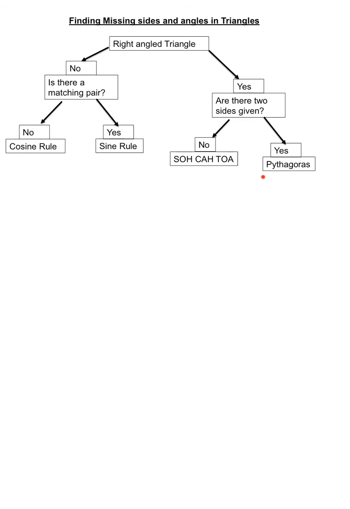Okay, the first thing we did with trigonometry. Now, if two sides are not given, then you need to use SOHCAHTOA. So both of these are just for right angle triangles. Now if it is not a right angle triangle, is there a matching pair of a side and an angle? If there is, we use the sine rule, which was in the previous video. But if there is not a matching pair, then that is when we need to use the cosine rule.